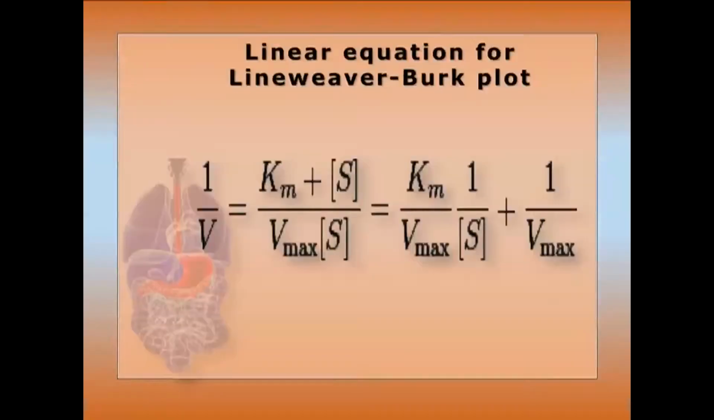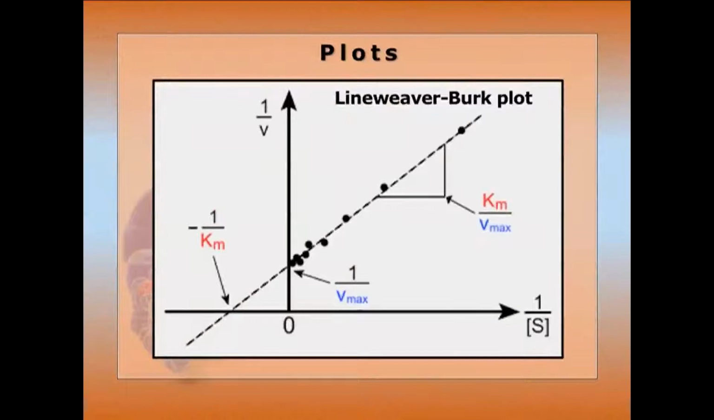For this, the linear conversion of the Michaelis-Menten equation is given by the Lineweaver-Burk plot. That is 1 by V0 is equal to Km by Vmax into 1 by concentration of S plus 1 by Vmax. From this plot, we can observe the slope is Km by Vmax and the intercept on the y-axis is 1 by Vmax. So Km and Vmax can be experimentally derived.